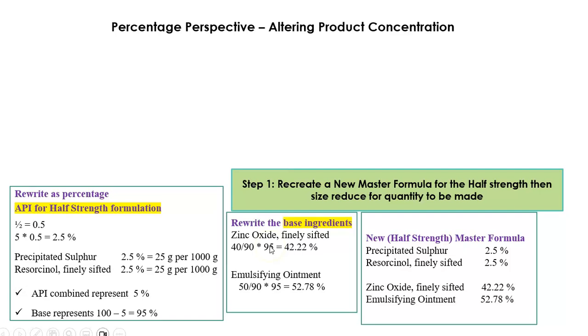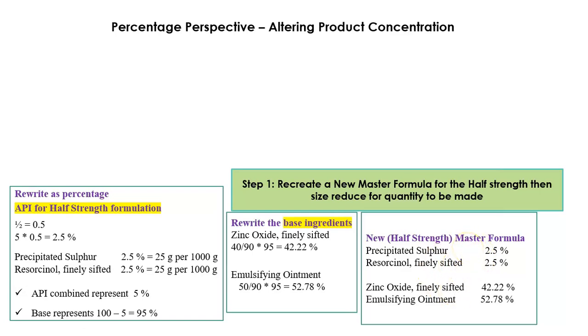So it's an easy ratio and proportion. No need to confuse yourself. 40 over 90 was the original, so therefore how much will be in the new 95? And we get 42.22%. The emulsifying ointment is 50 over 90 times 95 because you're looking at the newly created base, 52.78%. Now, when you look at it, this is the new master formula for the half strength formulation.